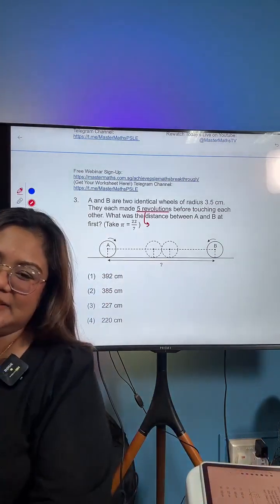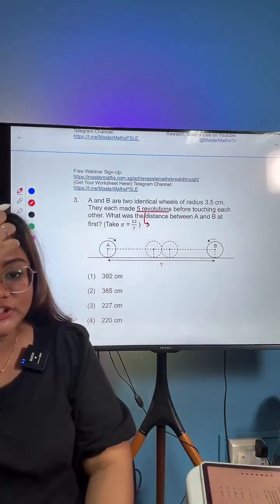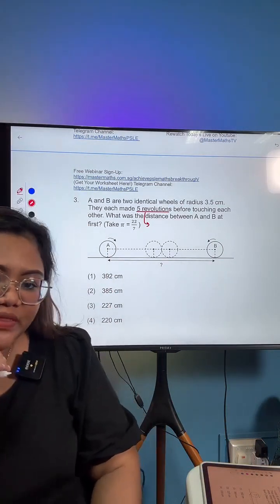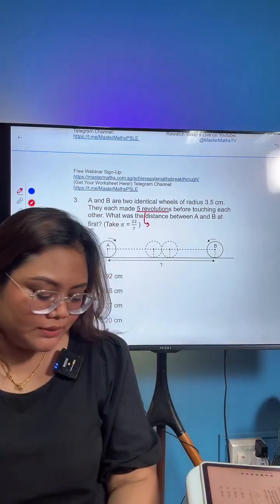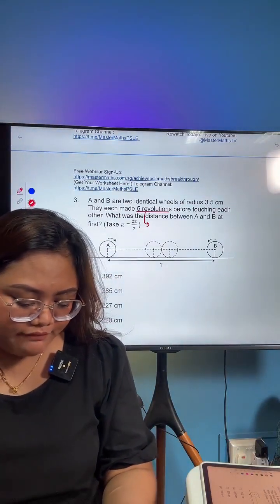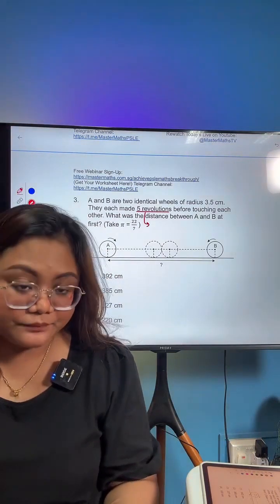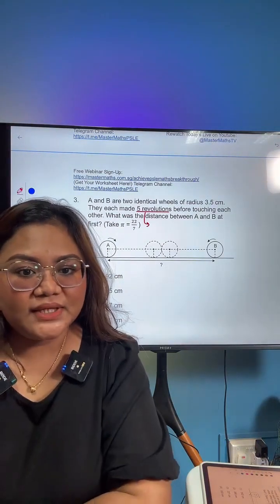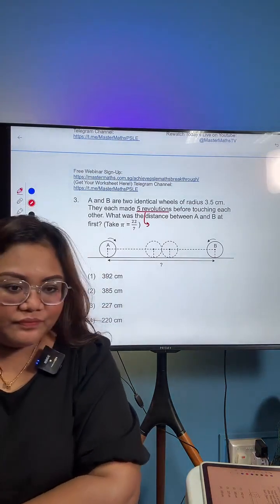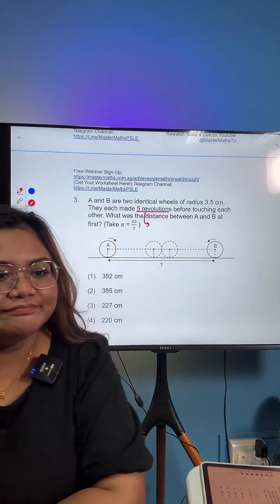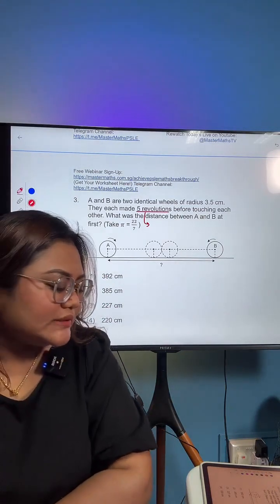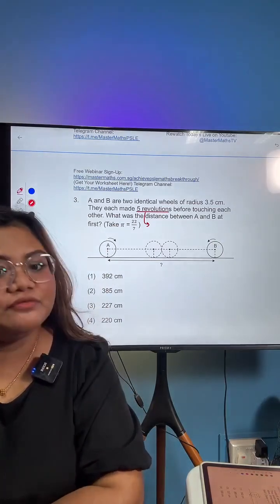Now, revolution is an English word. Let's change it into math. What does revolution mean? What do you think revolution means? Can you all type it in, please? Revolution, round, okay. So the wheels are making revolutions, so they are making rounds.